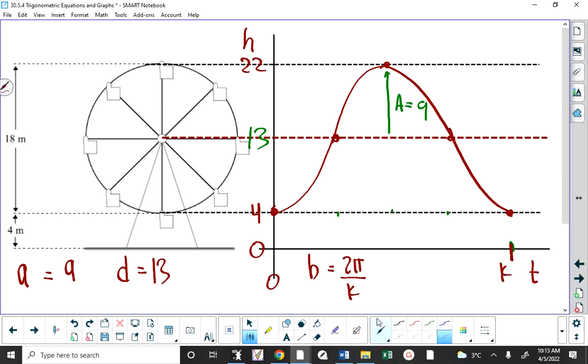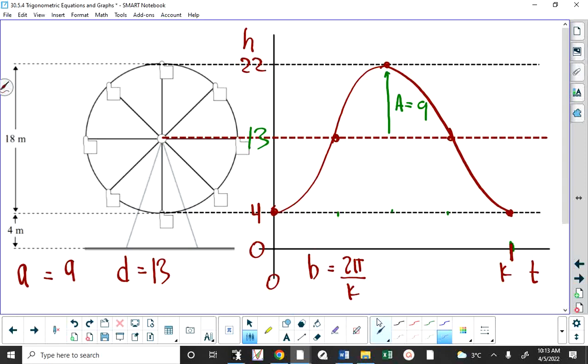It's how long it takes for one complete cycle. So I would like everybody to figure out how many seconds it takes for Joel and Ellie to return to the lowest point. I think it's 10, isn't it?